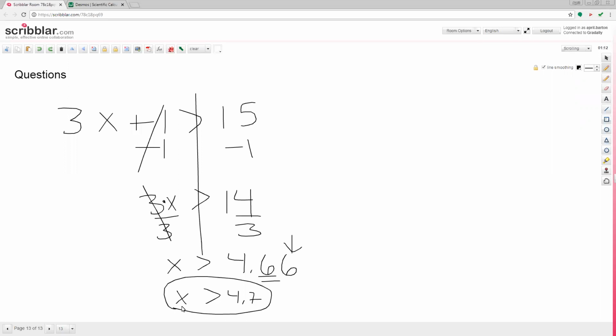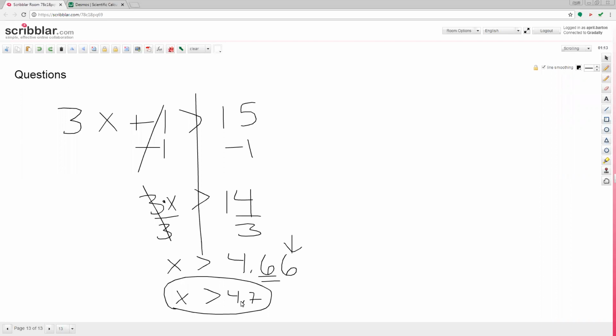And again, all the steps were the same. We did all the equation stuff. The difference is when it's equals, we'd say 4.7 is the only answer. When we say greater than, that's a whole group of numbers. 5 is bigger than 4.7, or 2 million is bigger than 4.7. It's literally every number bigger than 4.7.